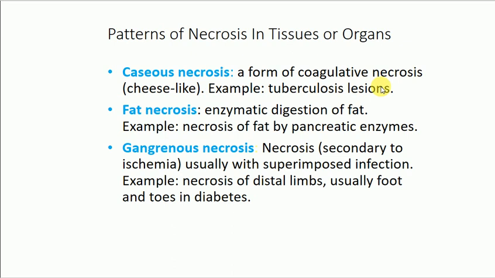In fatty necrosis, as I have shared from the diagram about acute pancreatitis, there is enzymatic digestion of fat, and that's why you see a deposition of white chalky material. An example is necrosis of fat by pancreatic enzymes in acute pancreatitis. And also gangrenous necrosis, which is necrosis secondary to ischemia, usually with superimposed infection. For example, necrosis of the distal limb usually occurs in the feet and toes of diabetic patients.